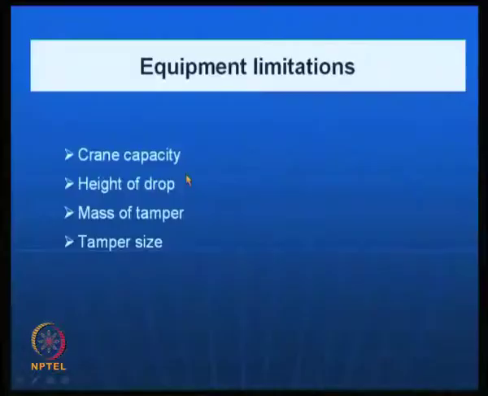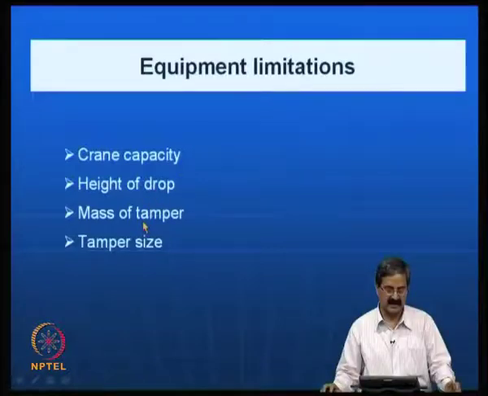So, what are the equipment limitations? We should understand that not everyone can do this. People should understand that dynamic compaction is a technique, that the technique has to be followed properly, and that you can only follow it if you have the knowledge of what goes into the method itself. For example, the crane capacity, the height of drop, and the mass and size of the tamper are all based on the equipment.